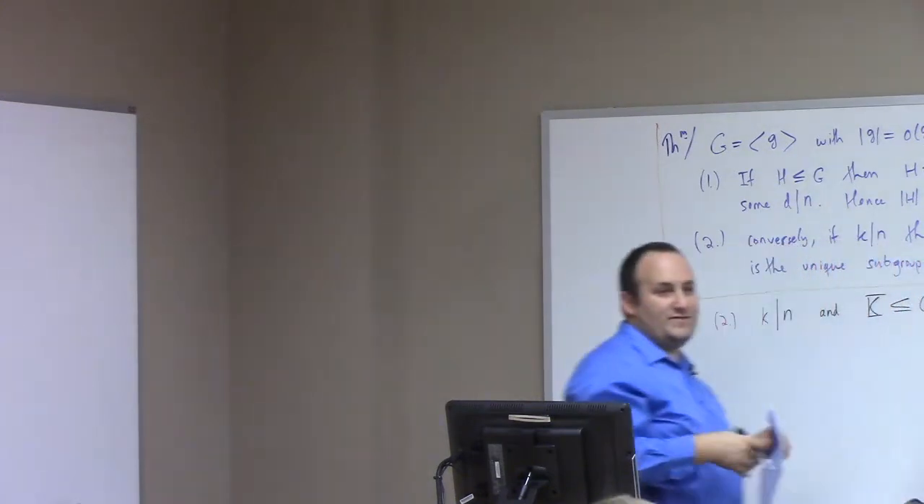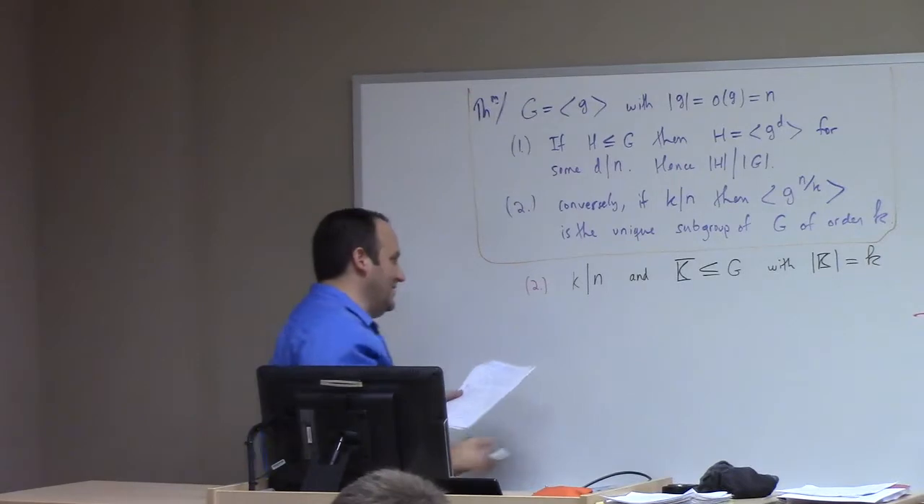Okay. So we have a subgroup of order k, right? By part 1.